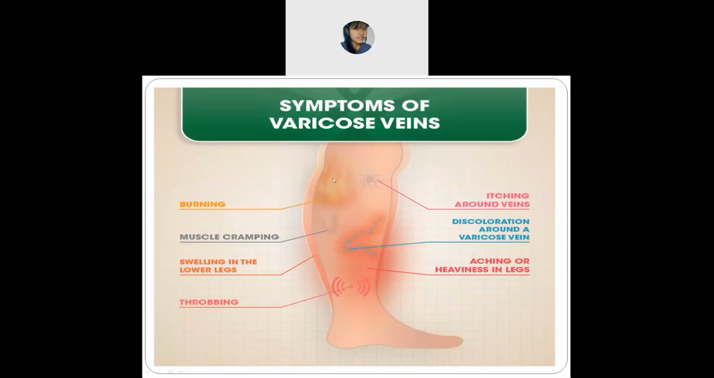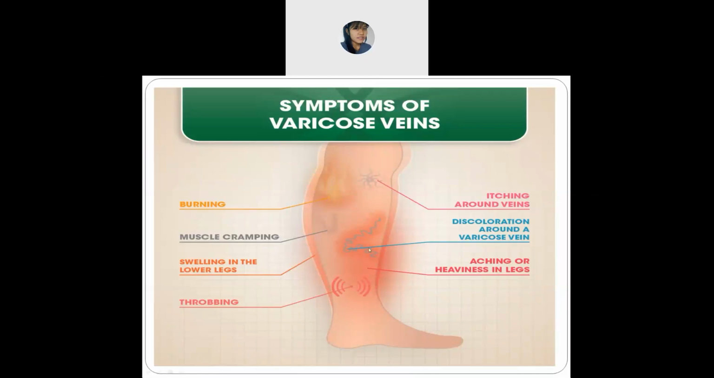So these are some symptoms again. The person will feel burning. Burning like what? The person will feel hot in the affected area. And next is itching. It will itch around the affected area, that is the varicose vein. And the person might have muscle cramp also, meaning there will be a contraction of muscle. It will pain. Okay, contraction of muscle.